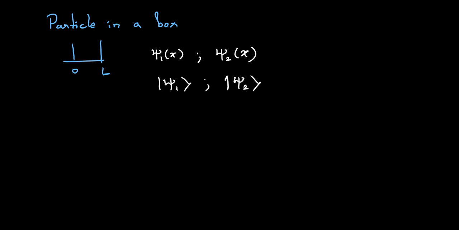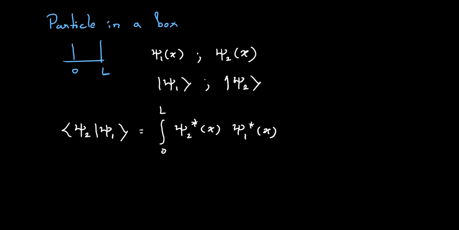And then if I do this inner product psi 2 psi 1, then this mathematical jargon in this case, since this is more of a continuous case, looks like this: integral from 0 to L of psi 2 star x psi 1 star x dx. Okay, this is how it looks.